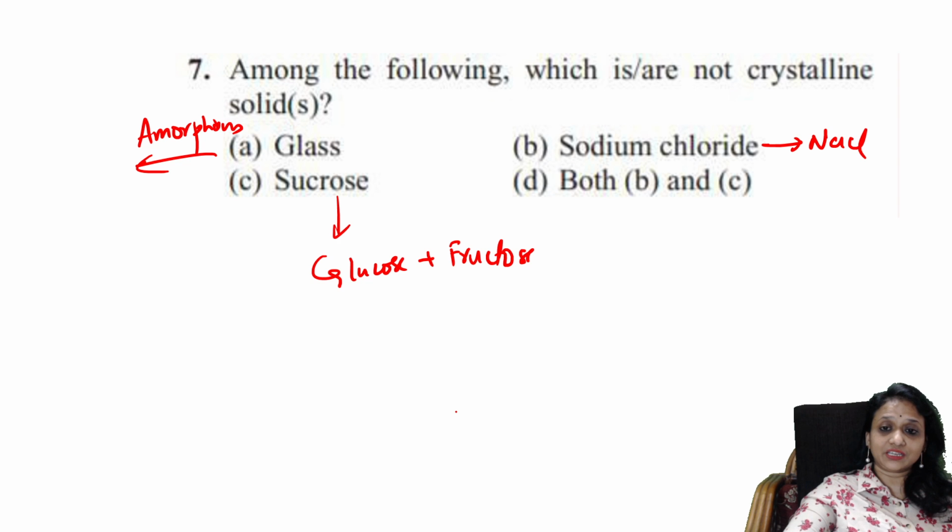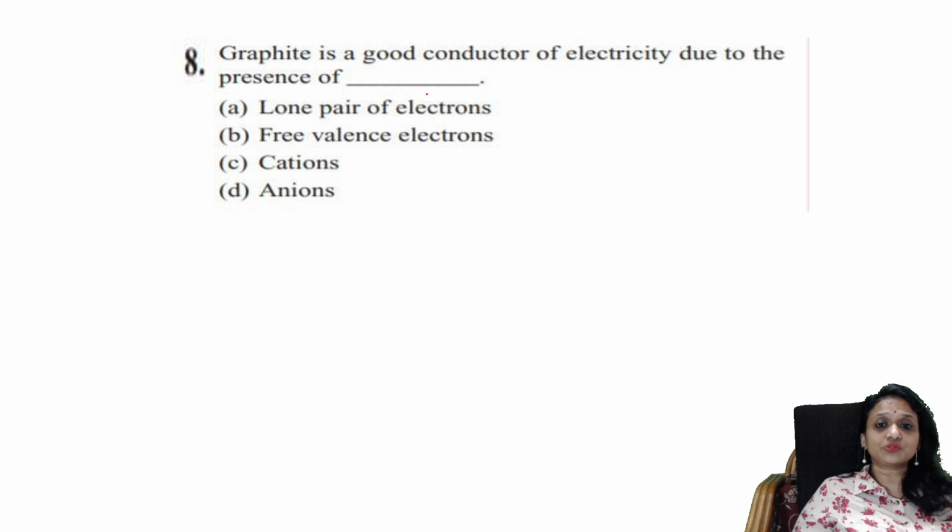Yes. Question number 8. Graphite is a good conductor of electricity due to the presence of what? Easy question. Yes, just now I said when somebody talks about electricity, think in terms of free valence electrons. Those free valence electrons will start conducting current or electricity.